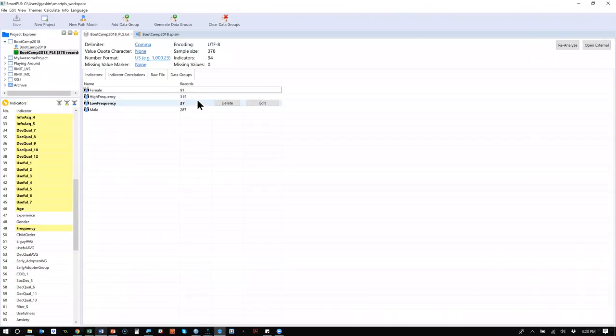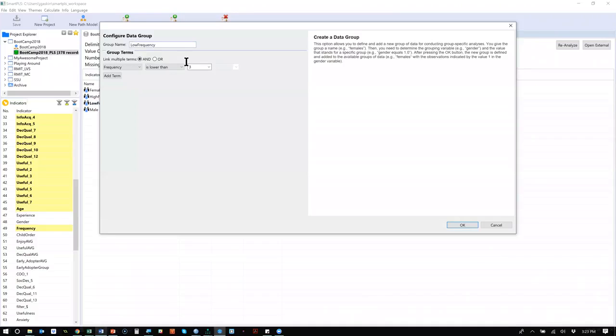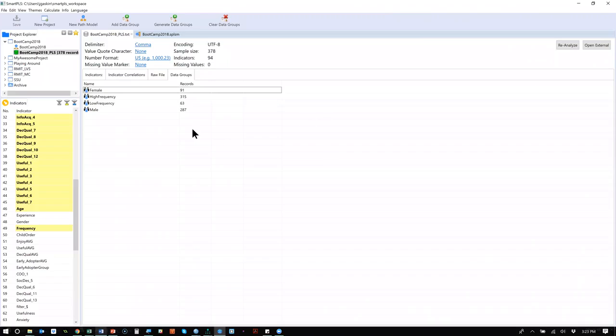Looks like low frequency isn't very well represented. I should have changed that. Maybe edit this one and make it lower than 4. There we go. That has 63 people in it now. And now I have these groups that are automatically generated. I didn't have to go create the variable, save it, and all that. It just does it on the fly like this.